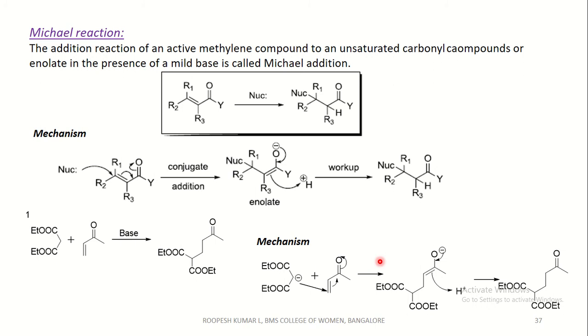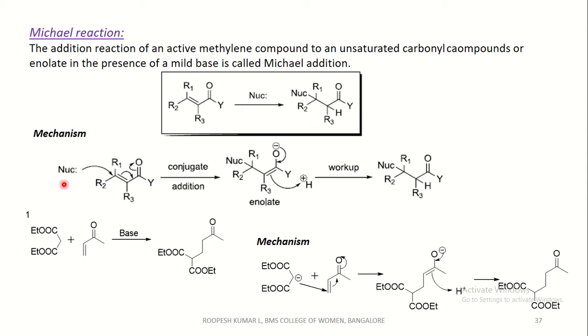Coming to the Michael reaction, which is a very important reaction. The Michael reaction is the addition reaction of an active methylene compound to an unsaturated carbonyl. Unsaturated carbonyl compounds or enolate in the presence of a mild base is called a Michael addition. This is an alpha beta unsaturated carbonyl compound that reacts with a nucleophile, to be specific an active methylene compound, in the presence of a mild base to get the corresponding ketone.